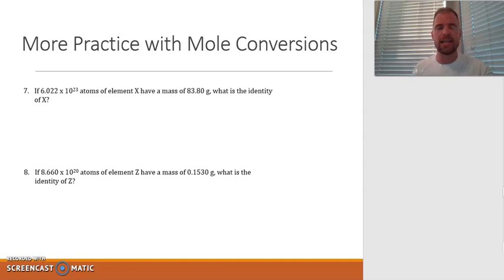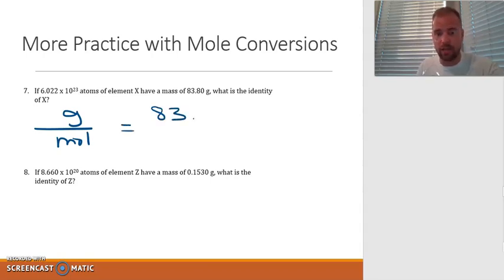So in order to identify what element X is, I have to figure out its molar mass. Well, how do you figure out molar mass? Well, what is molar mass? It's grams per mole, right? Well, I know how many grams I have. It tells me that I have 83.80 grams of element X. What quantity of element X does that equal? 6.022 times 10 to the 23rd atoms. Isn't that the same thing as saying 1 mole of element X, right? Because that's what 1 mole equals.